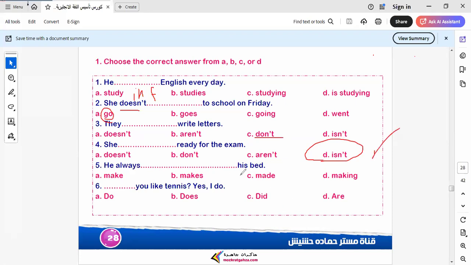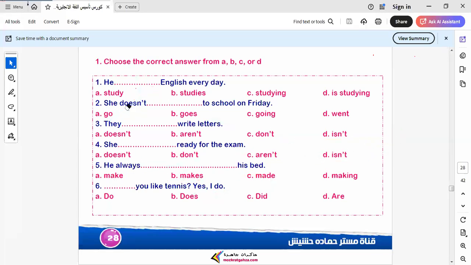He always space his bed. Here, he always what? He always makes, meaning tidies his bed. He tidies his bed. Space you like, yes, I do. So the question here will be do. Okay, let's go to another item.